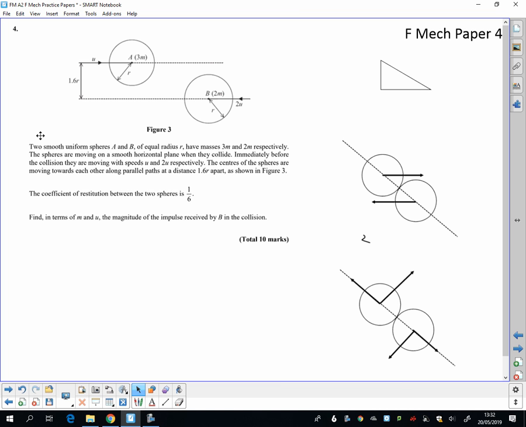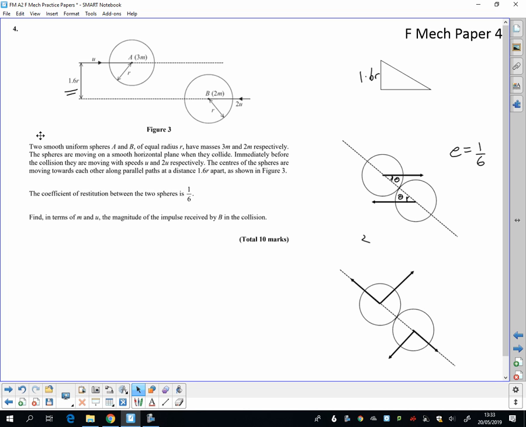So using the information, I'm going to set up some things here. I'm going to label my angle there as theta, so that's going to be theta for both of those, the angle between the line of centres and the direction they are moving. Coefficient of restitution is a sixth. Now, having got theta, I can then use the information in the question, so you see this is 1.6r, to work out some information about theta.